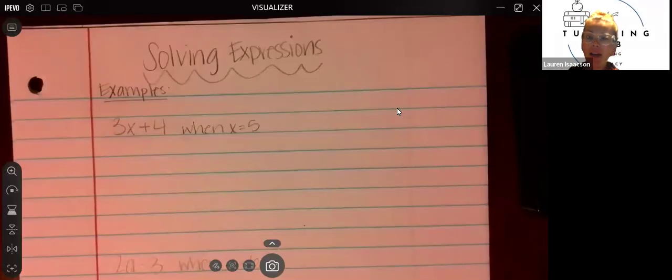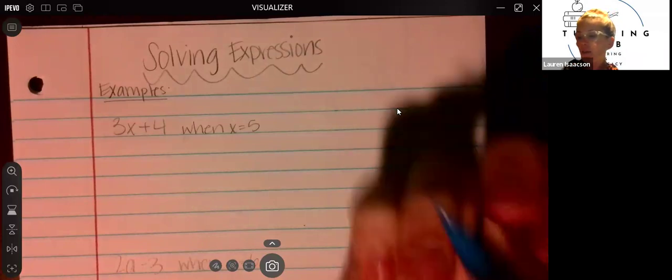All right, let's get back into some expressions, okay? So we're solving expressions. When you're writing expressions, that's the first step. Today we are going to work on plugging numbers in and solving them. We're going to be given a value, we plug it in for our variable, and then we can find out what the total is, okay? So let's do a couple examples.